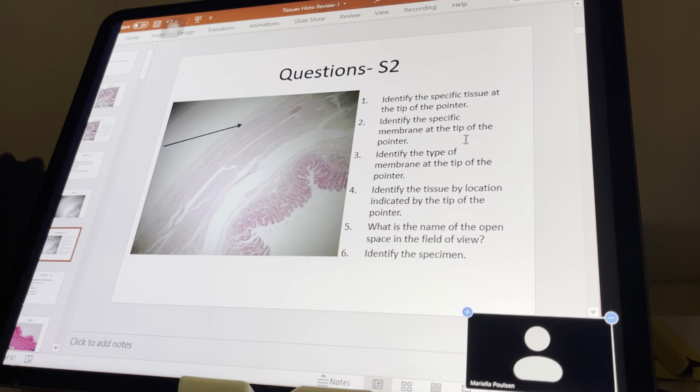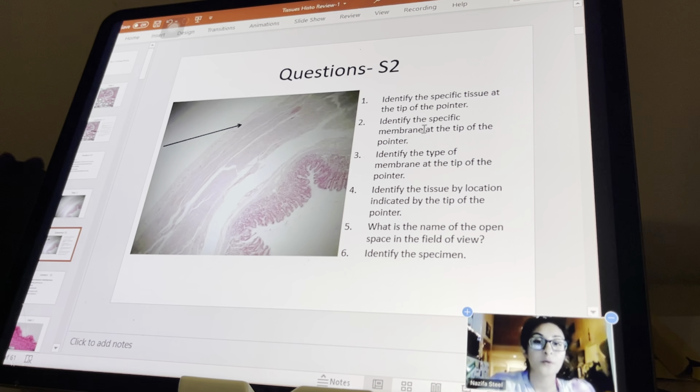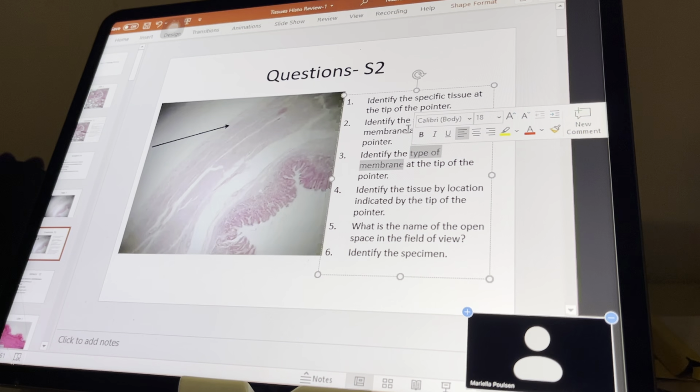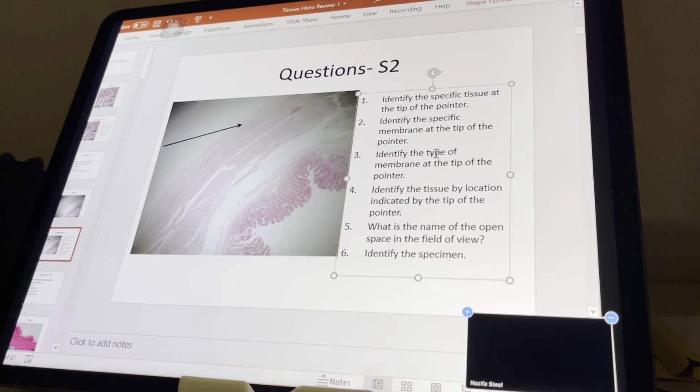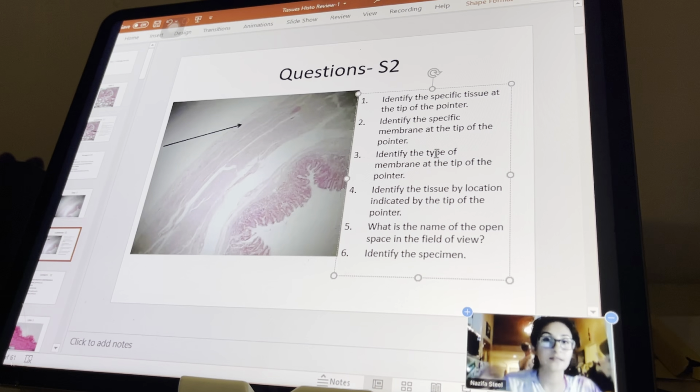Specific membrane? Would that be the serous membrane? This is where the wording gets tricky. If they had said the type of membrane, you would be correct, because type refers to the general type, like serous, cutaneous, mucous, the three different types. Specific membrane is where they're talking about either visceral or parietal, and also the pleura, the pericardium, or the peritoneum. Oh snap, I need to write that down. So that's the specific membrane.